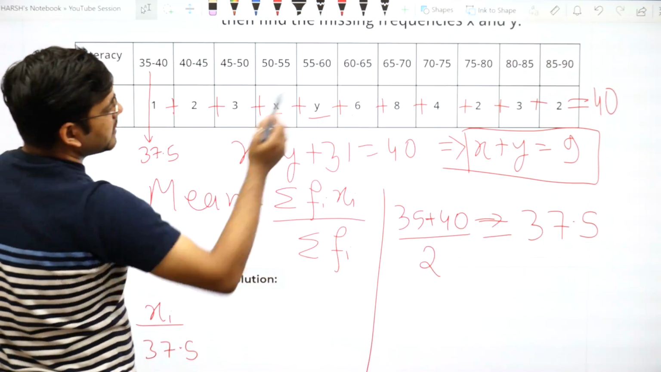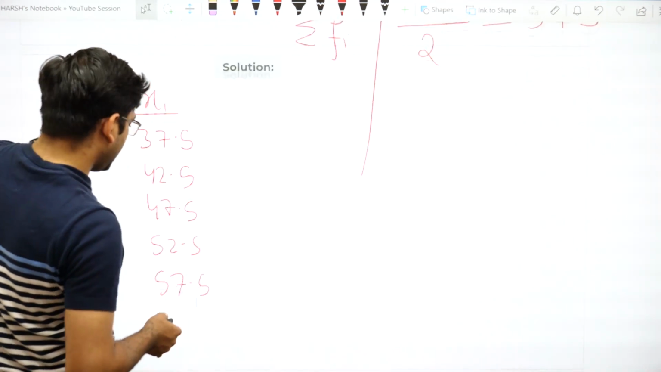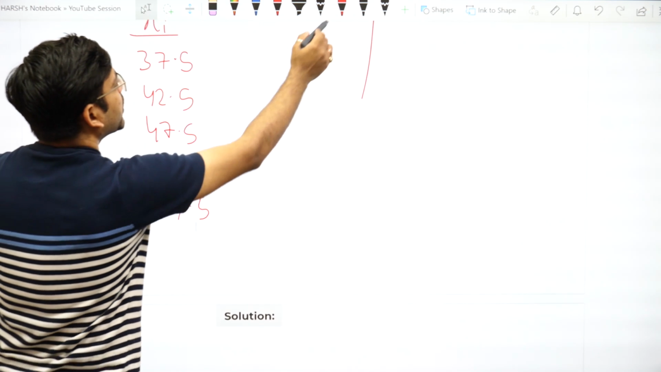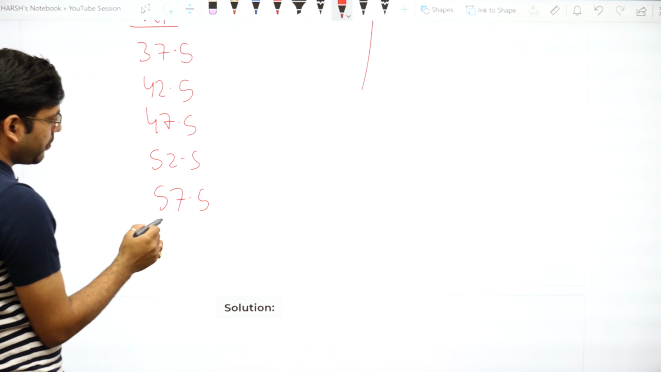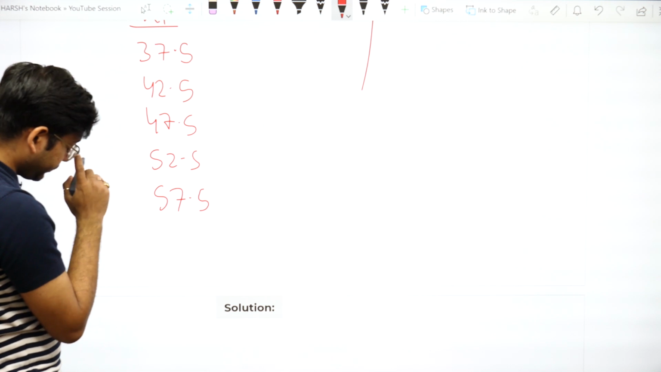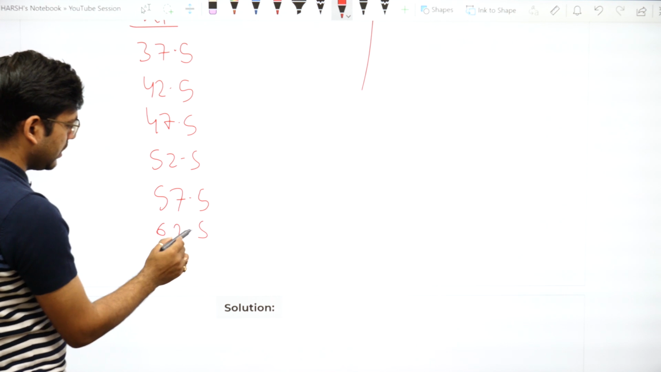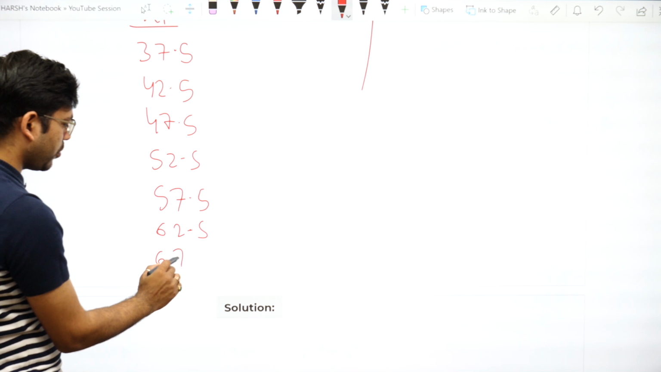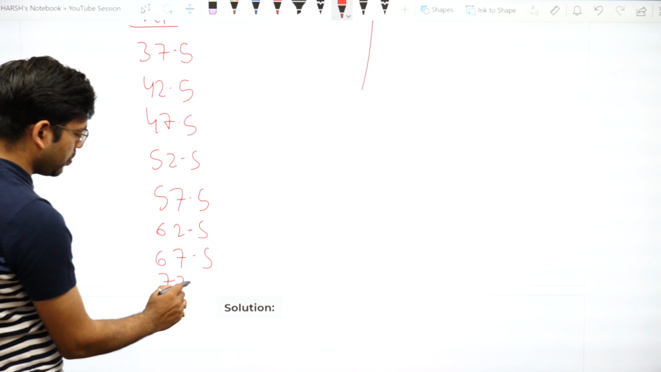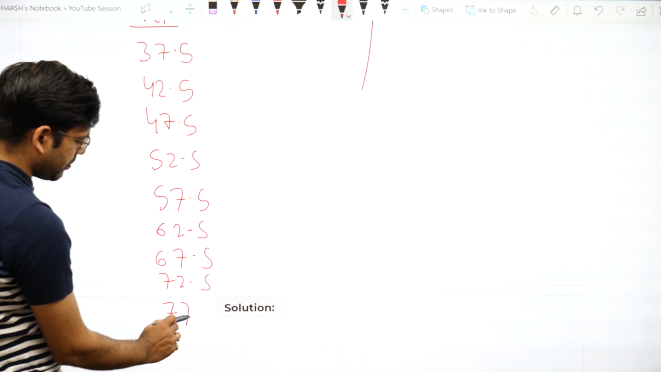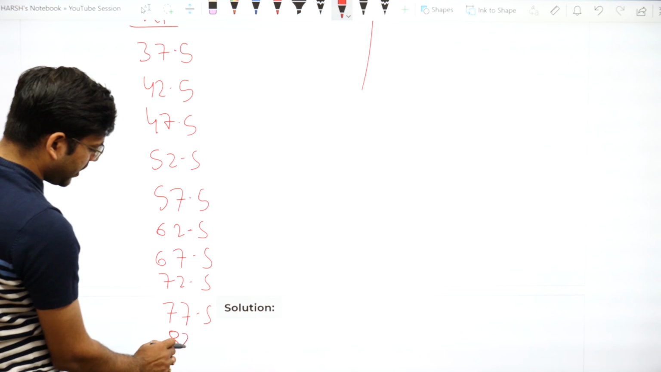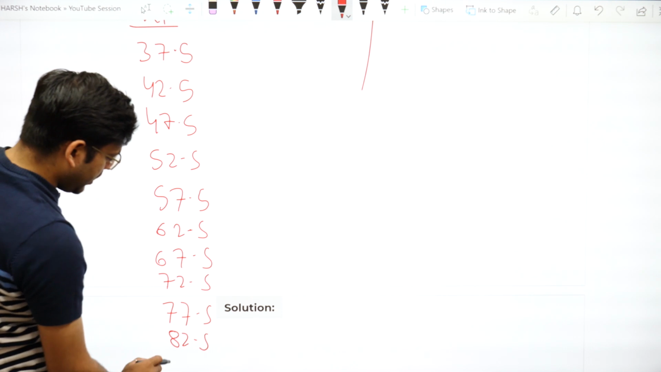It will go till 87.5. So 57.5, then 62.5, then 67.5, then 72.5, then 77.5, 82.5 and then 87.5.